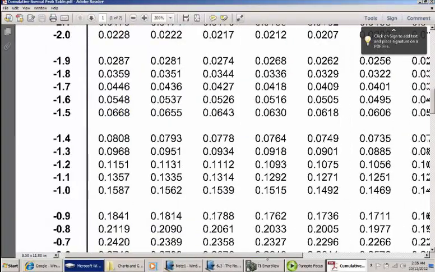Let's see if I can fit negative 1 point. It'll be the 8th column because you're starting at 0.00. Shrink this down just a bit. Negative 1.67 is right here.